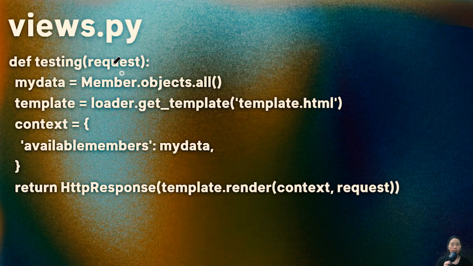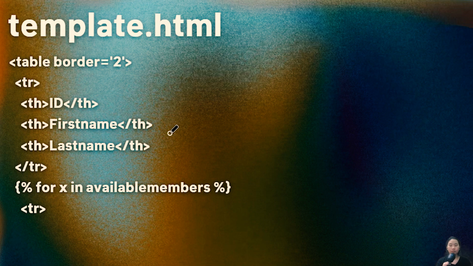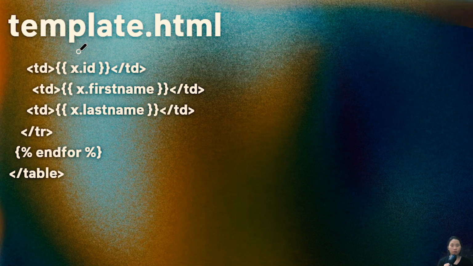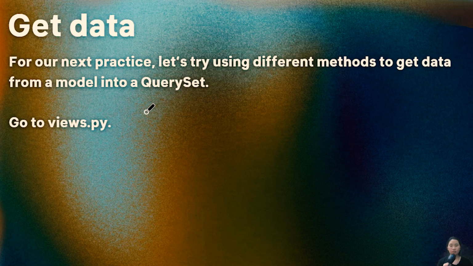Okay, views.py, testing request, my data equals Member.objects.all. We're going to get all of the values, all of the objects, everything within the Member model. And we're going to load template.html, context available members equals my data. All right. And within template.html here, we can draw out a table. In this table, we first have the ID, the first name, and the last name. We're calling in available members through x, and we put in the ID, x.id, x.firstname, and x.lastname. Okay, it's very simple like that.